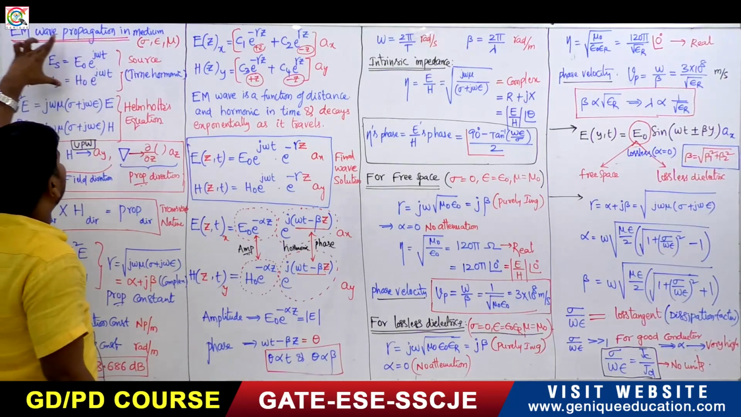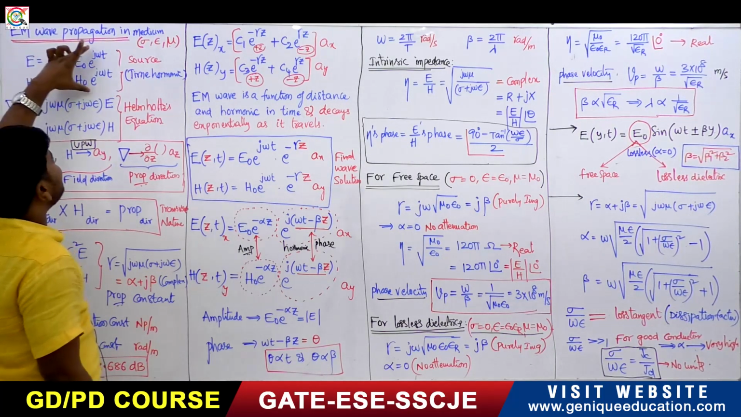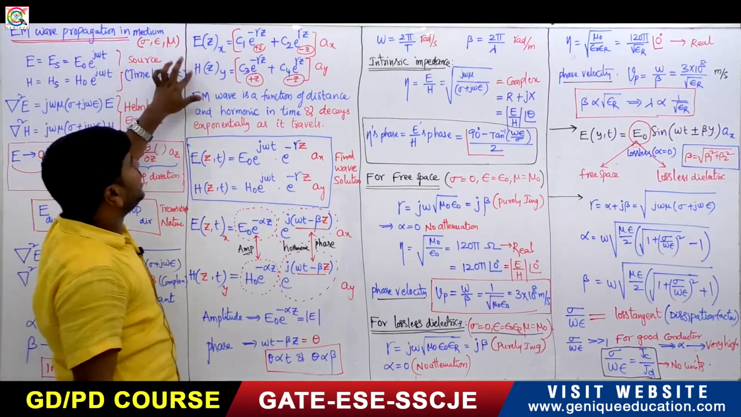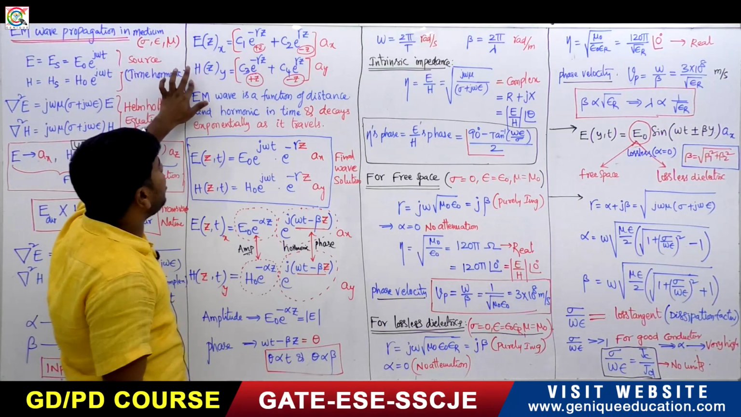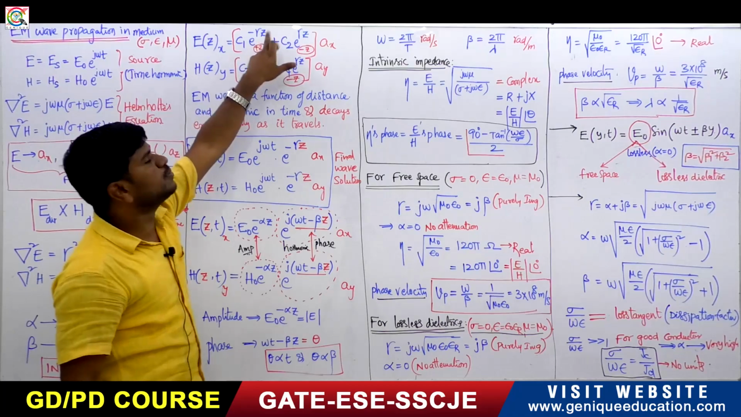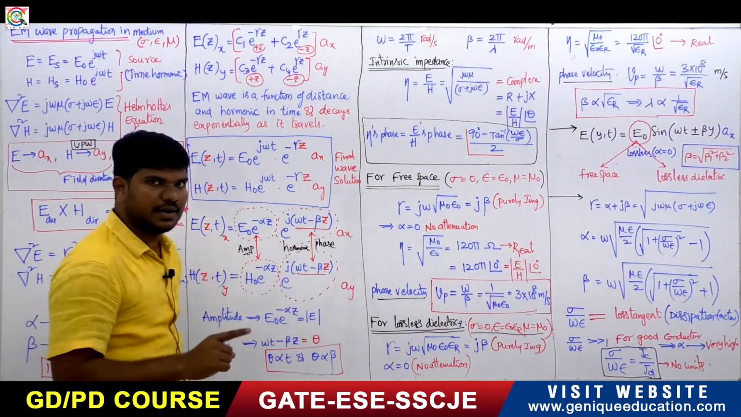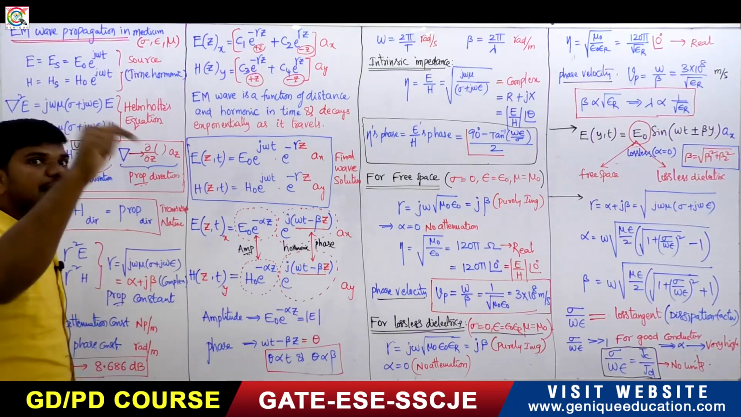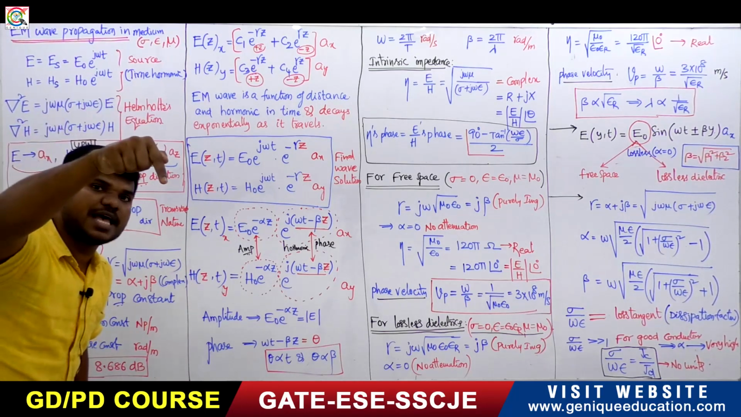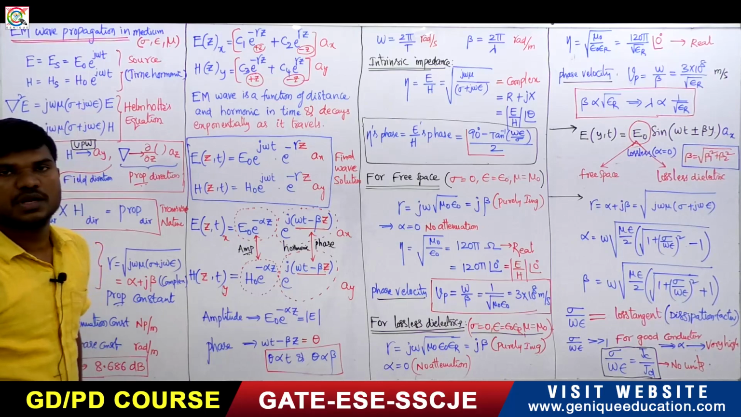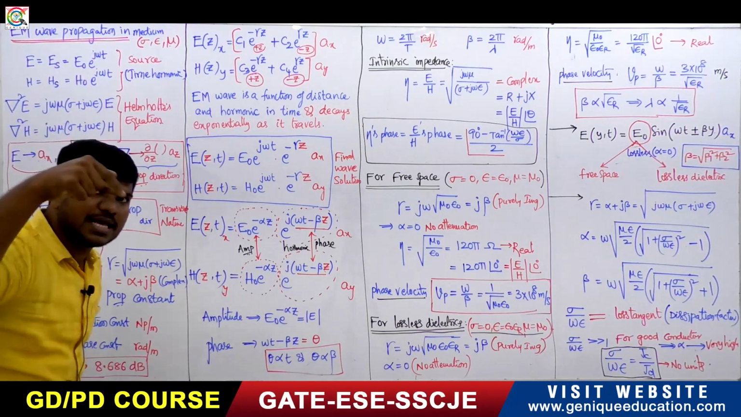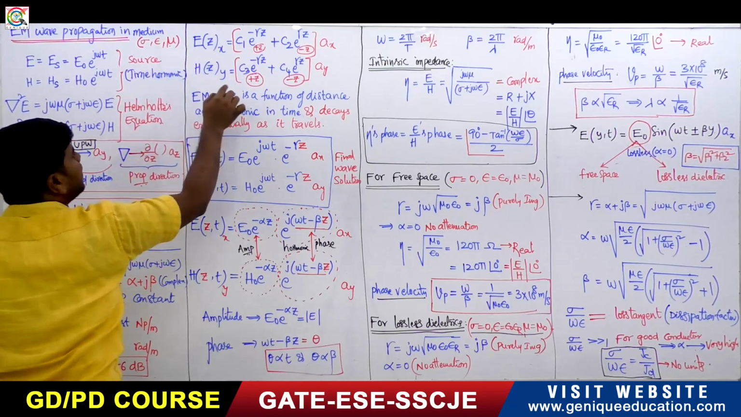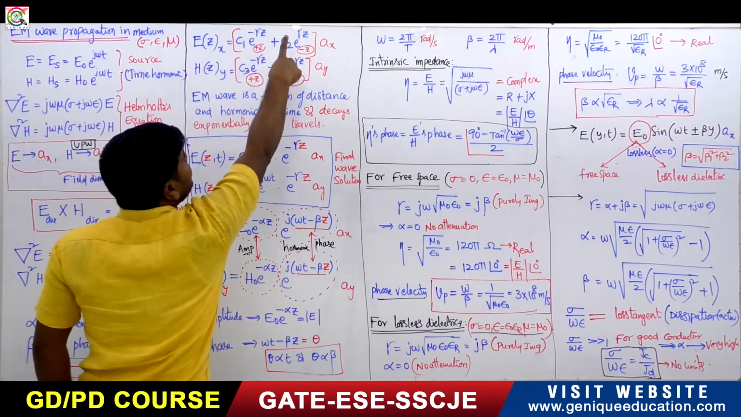First of all, what have we taken? We have taken this E as E naught e power j omega t. That means this electromagnetic wave is a function of time and also space. That is the point you have to understand. So which kind of function is it? Harmonic in space and harmonic in time. Already we know it is harmonic in time, but we will come to know whether it is harmonic in space or not.